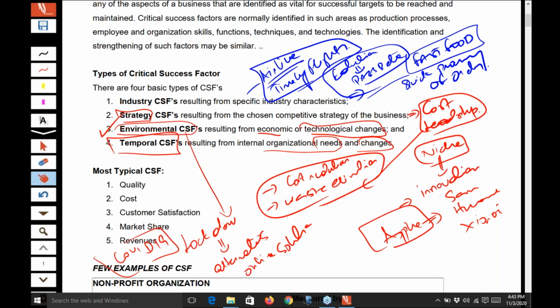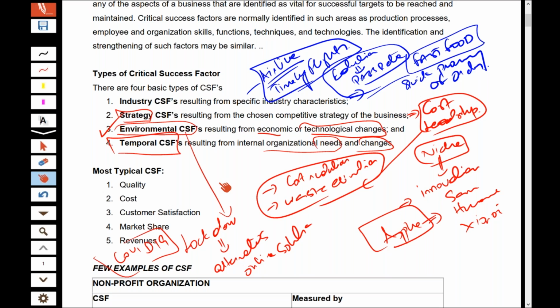So is everyone okay with this? Now let's move a bit forward and discuss further.